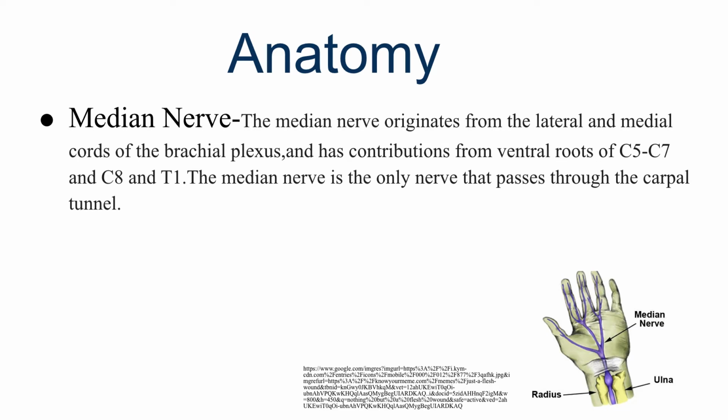Anatomy. The median nerve originates from the ventral roots of C5, 6, 7, and 8, as well as T1. It branches off, as you can see in my picture here, near the wrist area, and then you can see where it runs into the carpal tunnel.